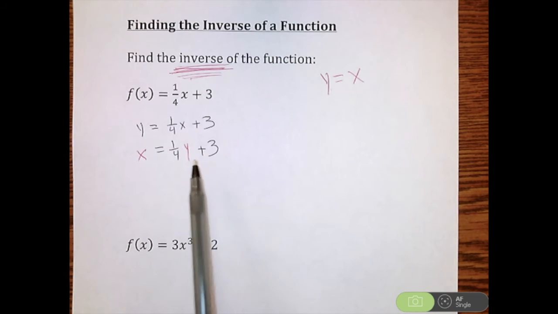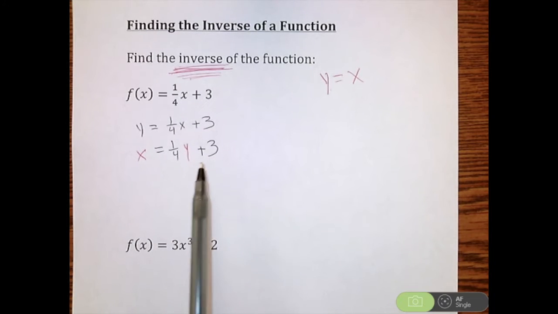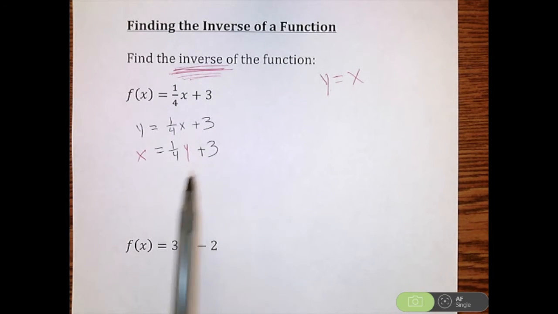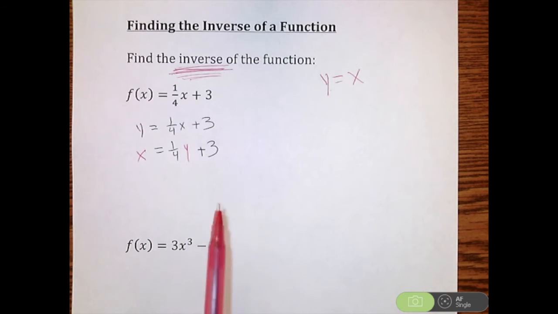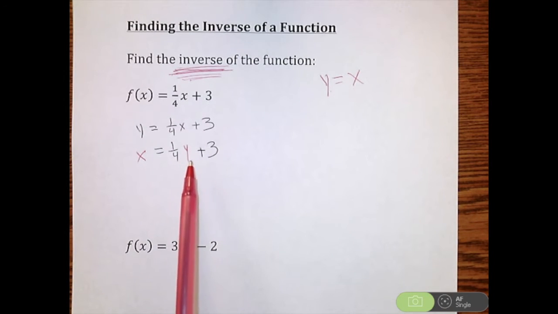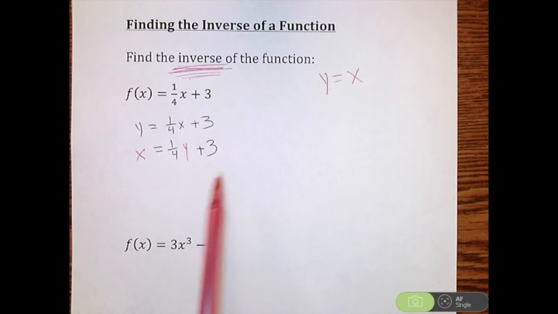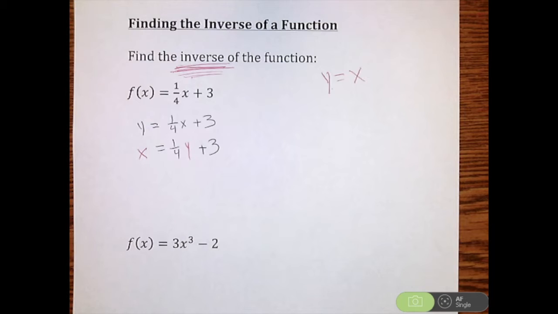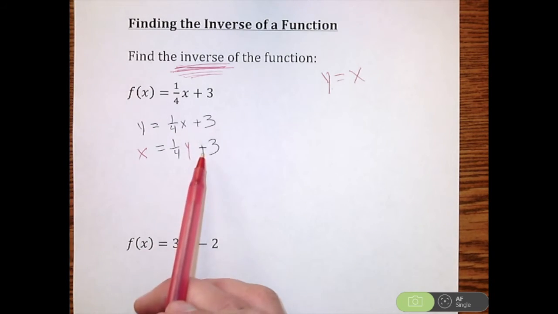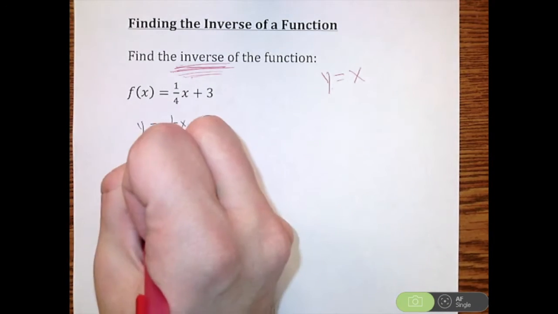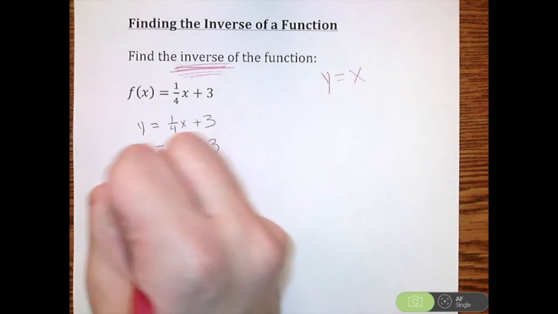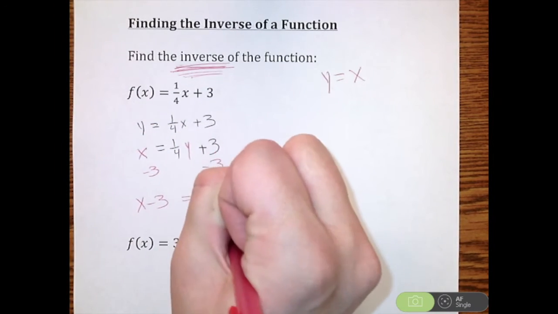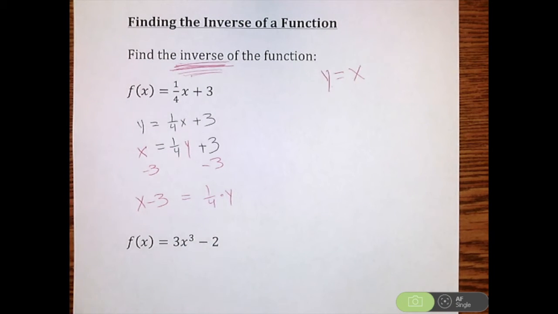The next step is I want to solve this equation for y, meaning I would like to get y all by itself. Like in all my other solving videos, I need to get y by itself, so I need to work the order of operations backwards. I have to get rid of either the 1/4 or the 3. The first thing I need to do is get rid of this 3, so I'm going to subtract 3 from both sides. So I get x minus 3 equals 1/4 times y.